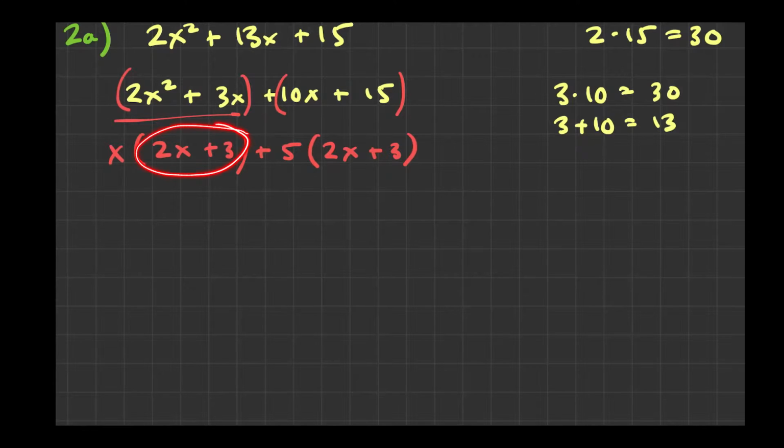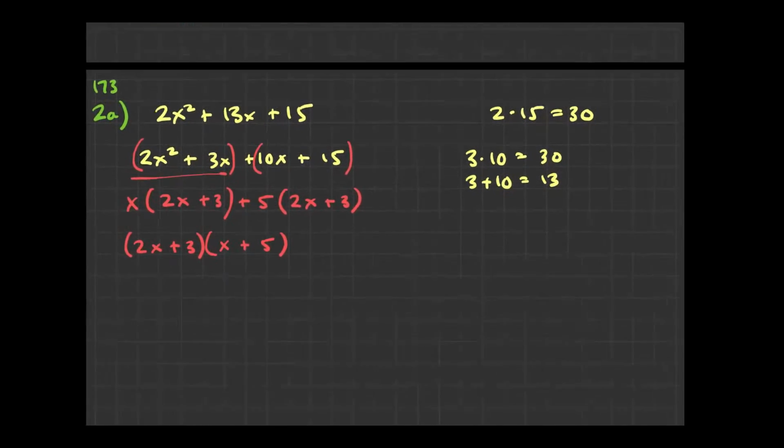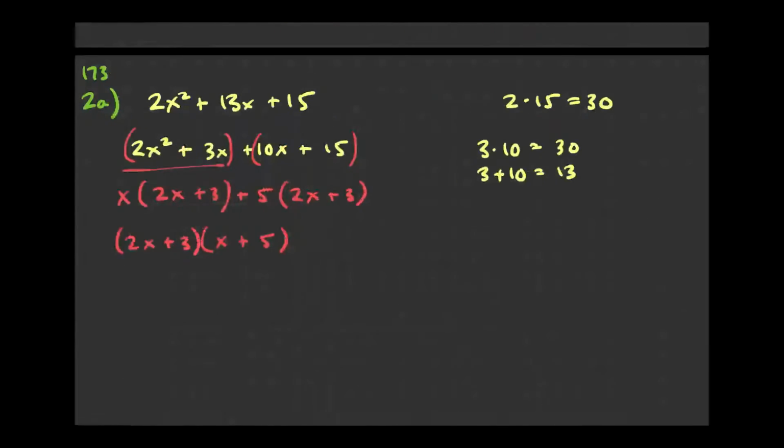And look at that. Now we have a 2x plus 3 and a 2x plus 3. So if I were to take this whole thing and factor out a 2x plus 3 again, then what I'm going to be left with is, on this one, I have an x, and on this one, I have a 5, x plus 5. Okay? So that's the process that we're going to use for factoring quadratics of that form. So when the leading coefficient is not 1, that's the process that we'll do.